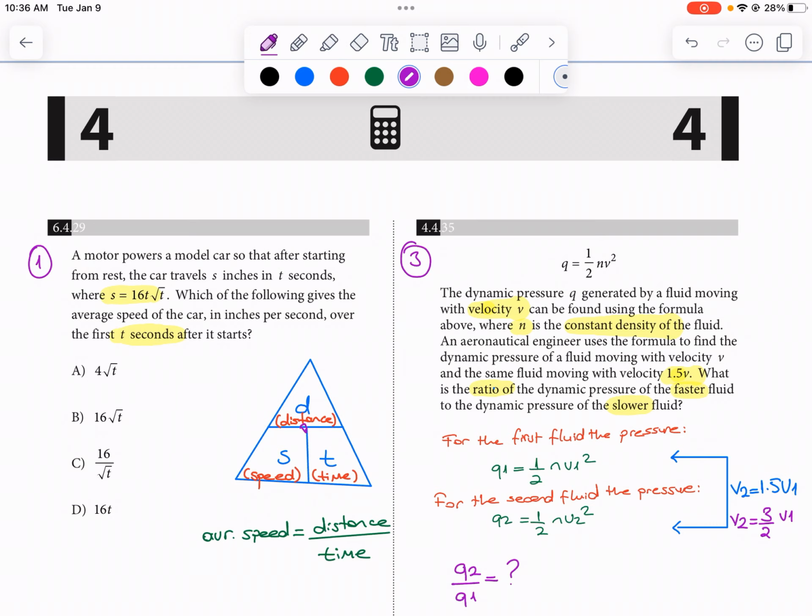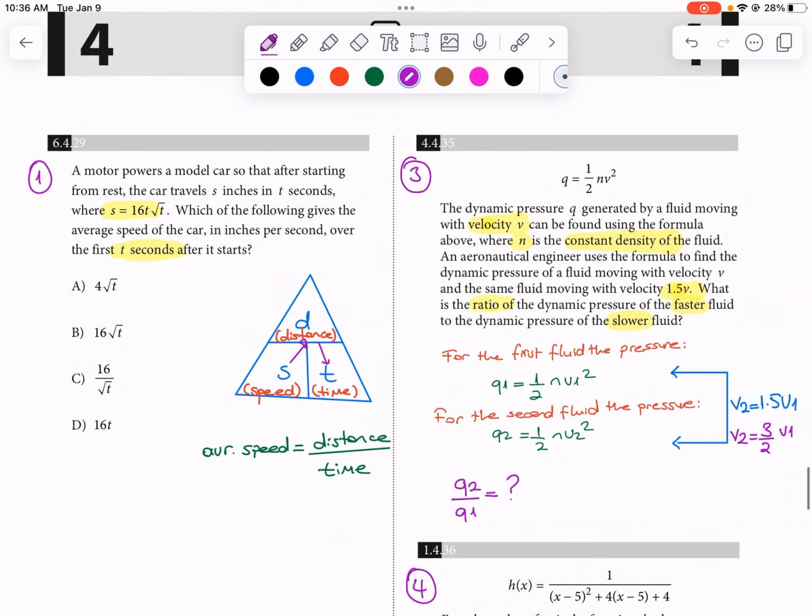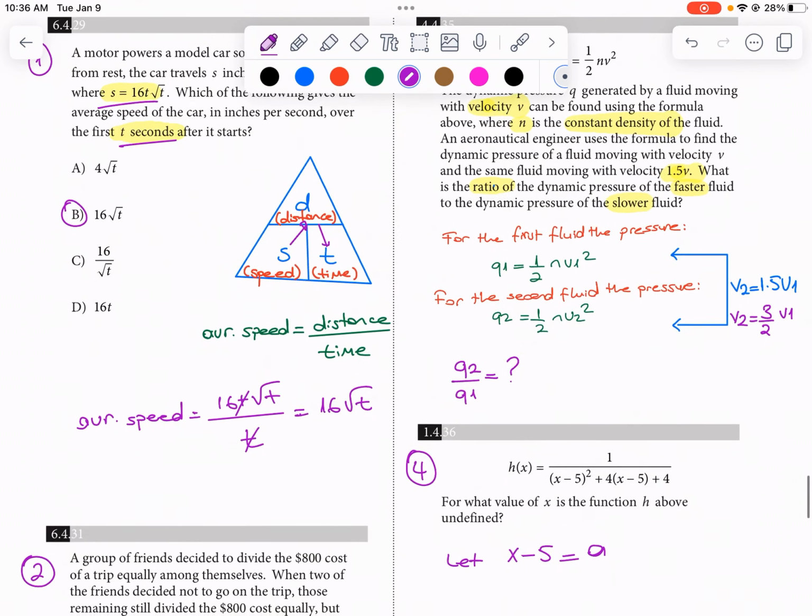The formula for the average speed is, guys, distance over time. So average speed is going to be distance, which is 16t square root of t in our question, and the time is t. 16t square root of t divided by t. Once we simplify the t's, average speed is going to be 16 square root of t, which is answer choice B. Next question, question 2.